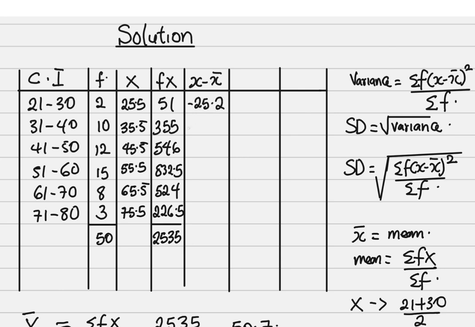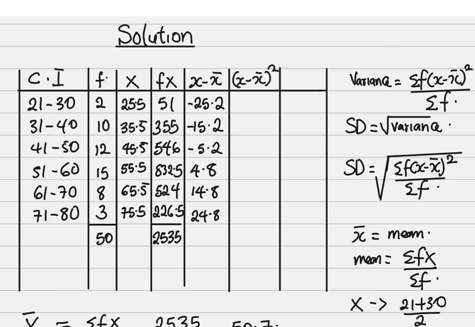You move further, you have minus 15.2. You have minus 5.2. Here you are going to have 4.8. Then you have 14.8 and 24.8. Okay, we're making good progress. Now, if you check in the formula, we have x minus x bar squared. So we have that column too, x minus x bar all squared. So we're going to square whatever is in the column x minus x bar.